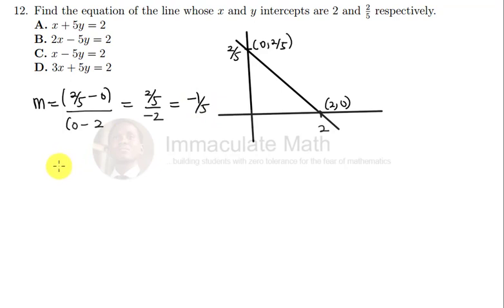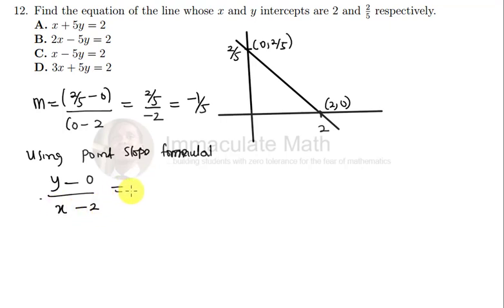Okay, so using the point slope formula, I know my slope now. Of course, what is your point slope formula? It says that you are going to have y minus y1. So you can pick any of these as your y1. So let me pick this as my y1, which is 0, over x minus x1, that's x minus 2, must be equal to my gradient, which is minus 1 over 5.